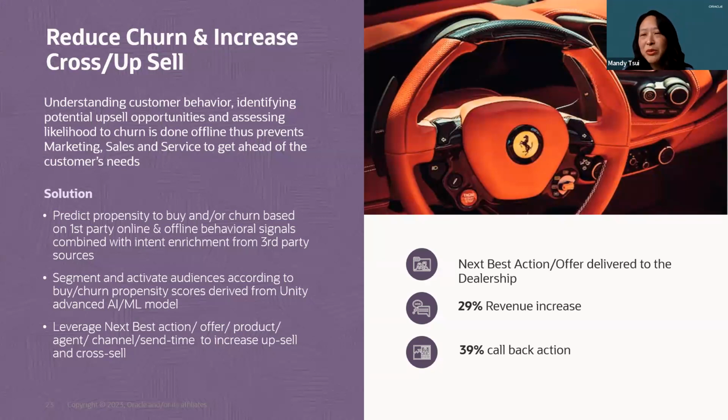And the third thing was to be able to engage the customers when there was a change in ownership on their cars. But it was very difficult for them to get ahead of these things because they were doing a lot of the work offline. They were trying to understand the customer behavior, the upsell opportunities, and the churn offline. So it was really difficult for them to predict what the customer really needed ahead of time.